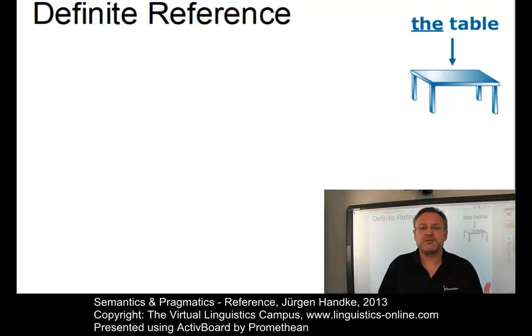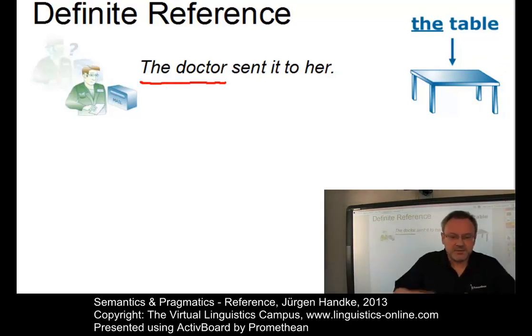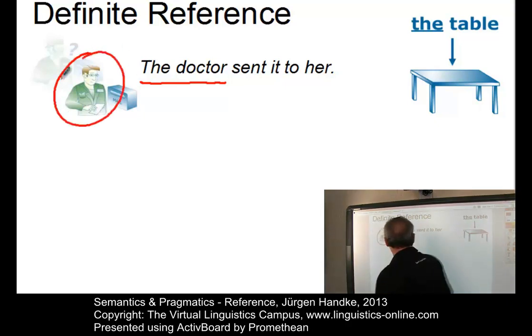Definite reference is an act of identifying entities through linguistic expressions, which is characterized by the following properties. Here is an example. The doctor sent it to her. Now, the noun phrase "the doctor" can be uniquely identified by the speaker and the listener, even though they may not have full information about the referential target. But they both implicitly assume that it is enough to pick out the intended referent.